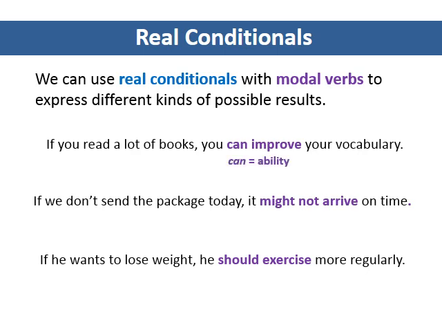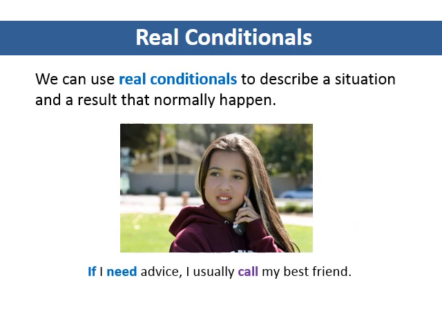We often use can to show ability. We use might to show possibility. And we can use should to give advice. With present real conditionals, we can also describe a situation and result that normally happen. In this case, we use the present tense in both the if clause and the result clause.